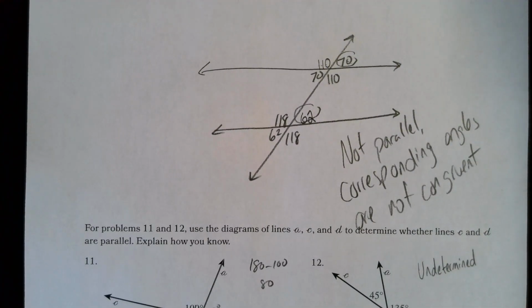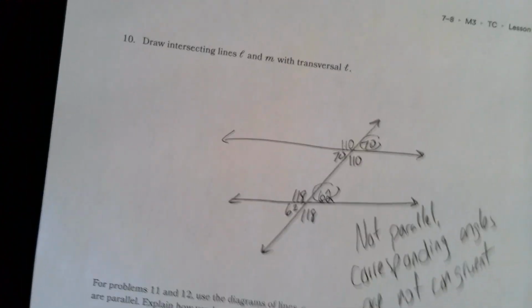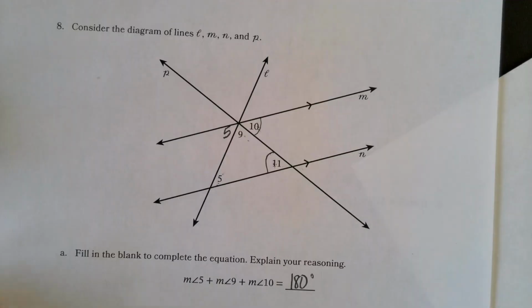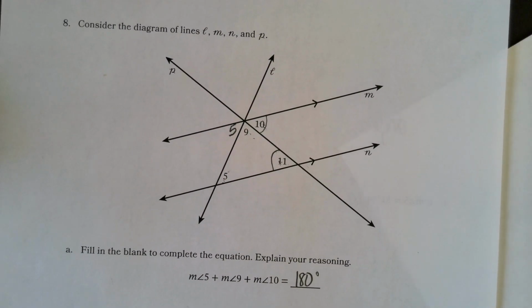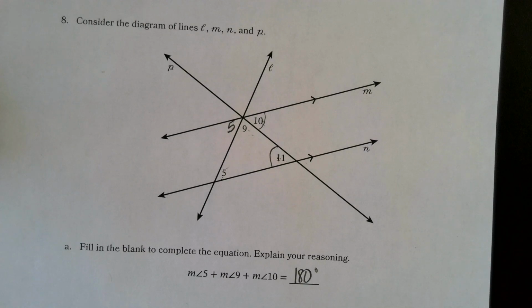So we're looking at, do we have corresponding angles congruent? That makes them parallel. If they're not congruent, not parallel. And then we're looking at using angle relationships, triangle angle measurements to find missing sides of triangles.